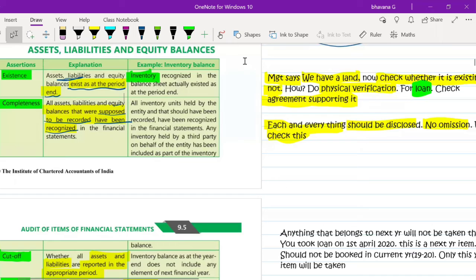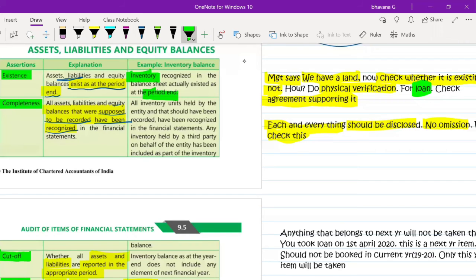That inventory actually exists. That means in the company, if you go and check the stock, or if you do physical verification, the inventory is actually existing. Very good, guys. Stock of 2 lakhs exists. Very good. Okay. Next is completeness. Inventory of 2 lakh exists at the year end. Yes, very good. Period end is very important there.